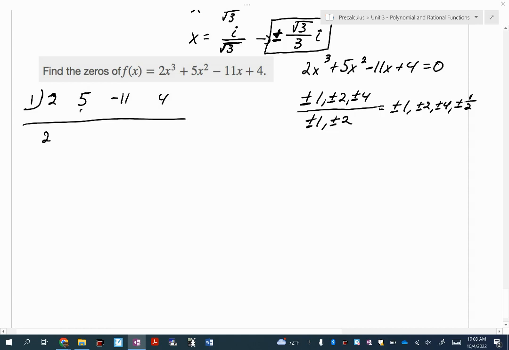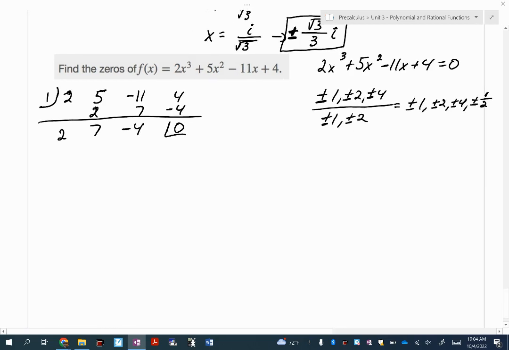Bring down the 2. 2 times 1 is 2. You get 7. That's 7. That's -4. That's -4. And look at that, we get 0. So it worked out nicely that the very first one that we got was one of our roots. So think opposite when you write the factor. Then 2x, 1 less than cubed is going to be squared, plus 7x minus 4 equals 0.